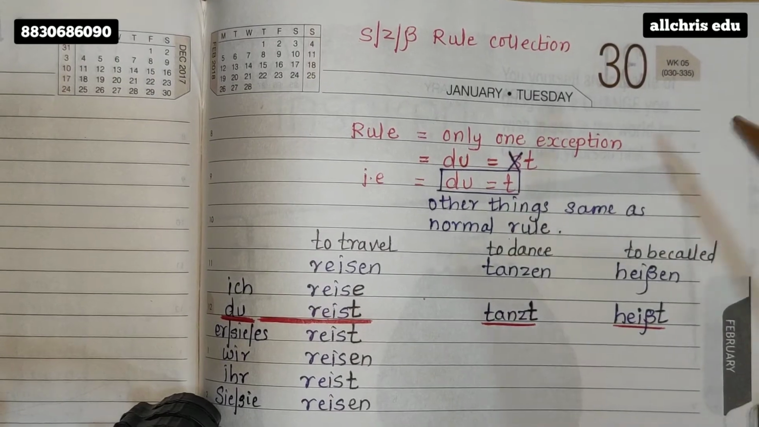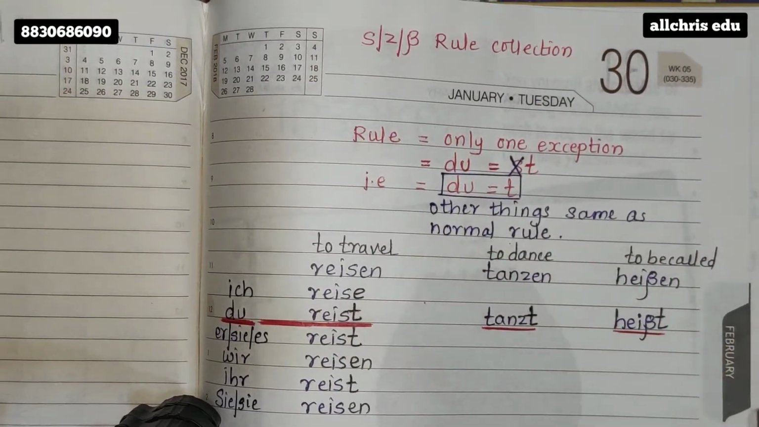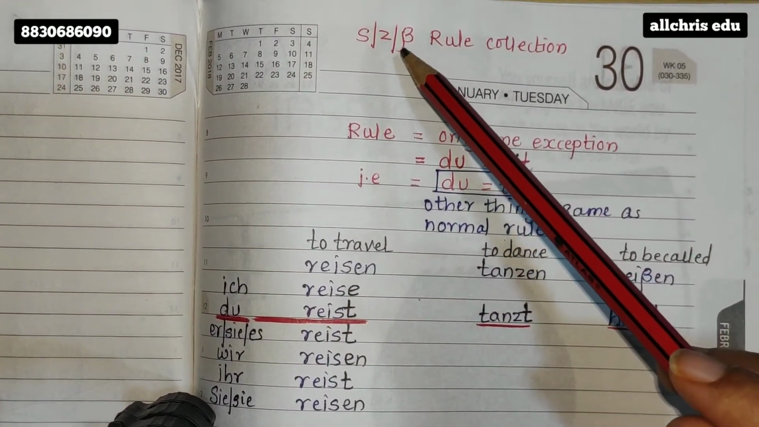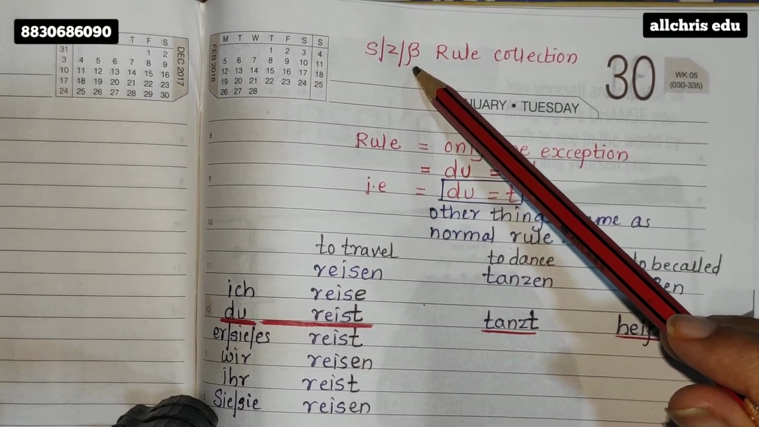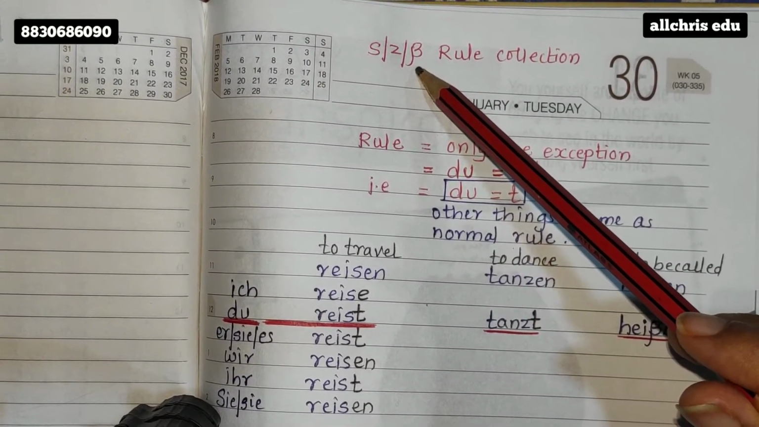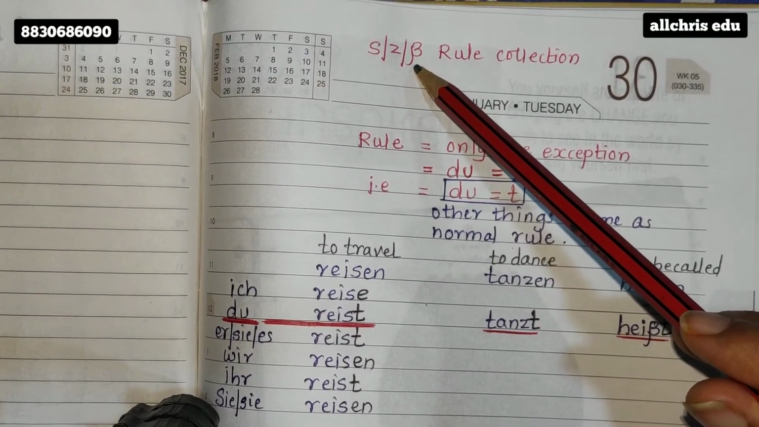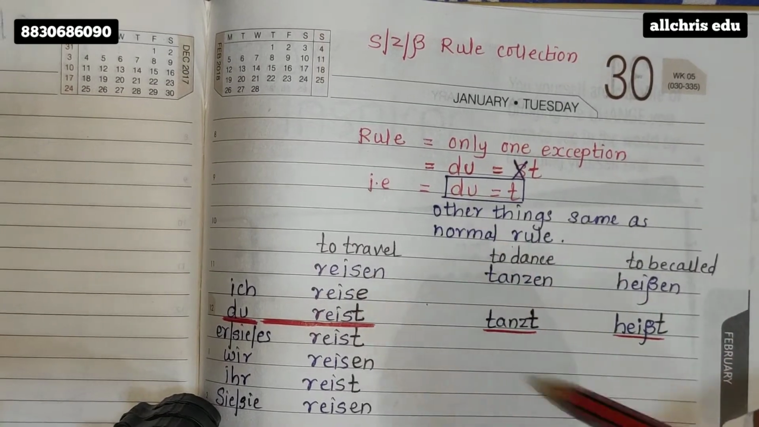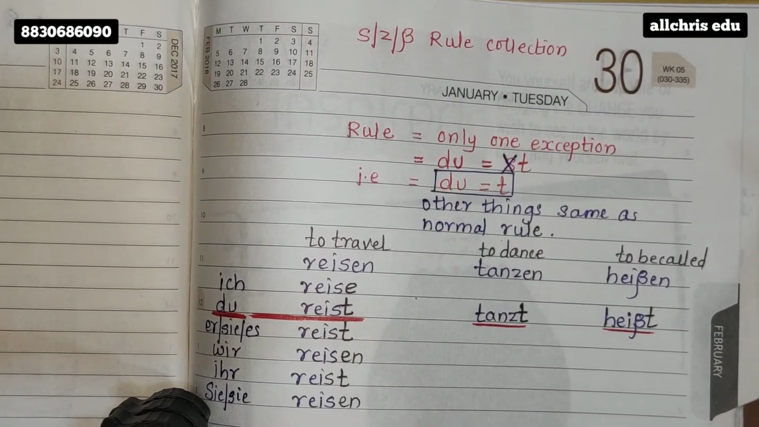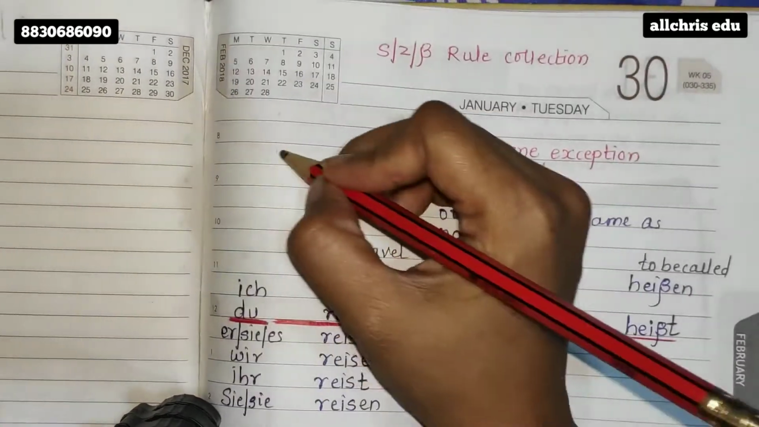So this type of rule is called SZ, and this letter is actually called SZ in German, but just for your convenience I'll be calling it beta, because it is not B for ball, it is a beta sign-like thing. SZ/beta rule. Now in this rule what happens, I'll tell you first. When to apply this rule, I'll tell you first.